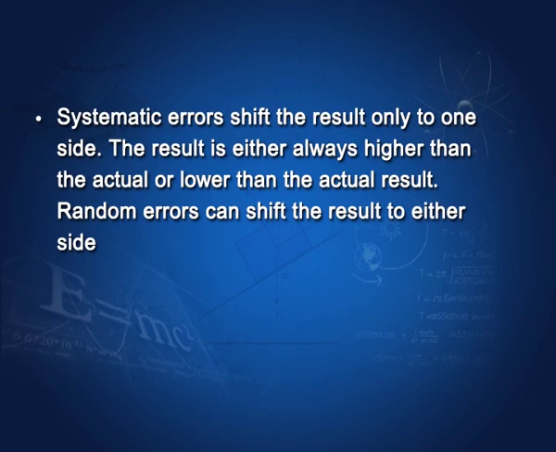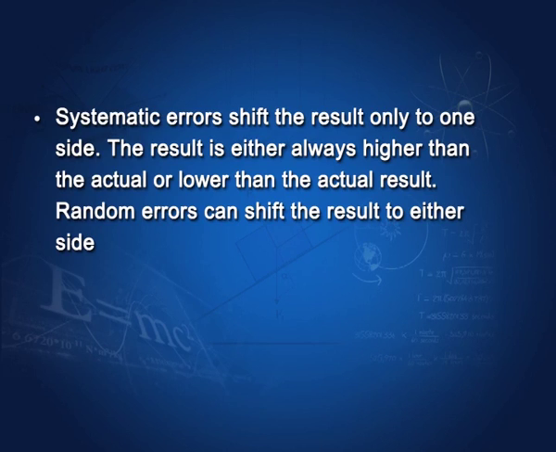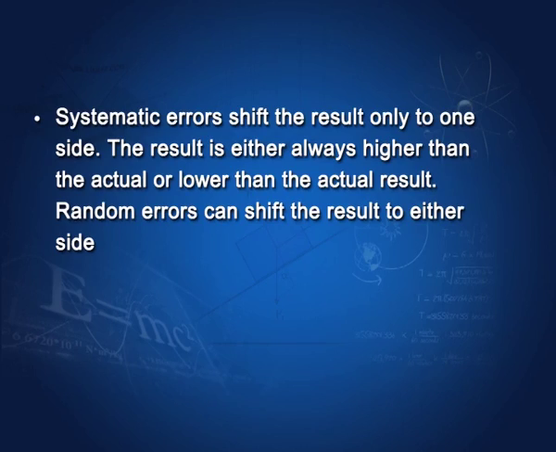Systematic errors, which we have been talking about up to this time, shift the result only to one side. The result is either always higher than the actual or lower than the actual result. Random errors, which we shall be talking about in a moment, can shift the result to either side. If you are measuring the melting point of wax, systematic errors will always measure it either lower or higher. Random errors can cause it to be measured either lower or higher.